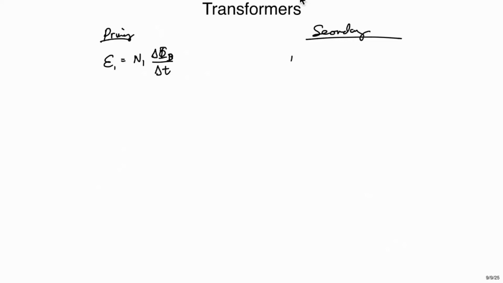In the secondary, I'm going to draw this one a little bit backwards, okay? I'm going to say change in magnetic flux over time times N2 equals voltage in the secondary, okay? Remember I said that the flux is the same.